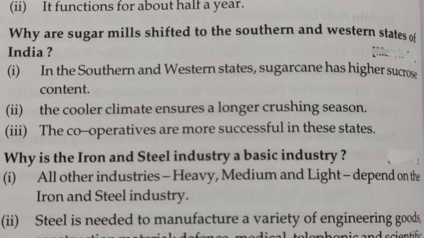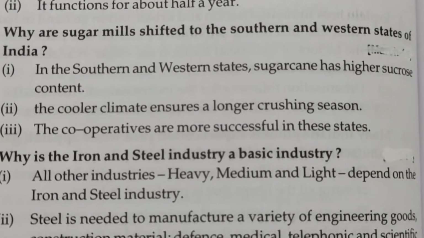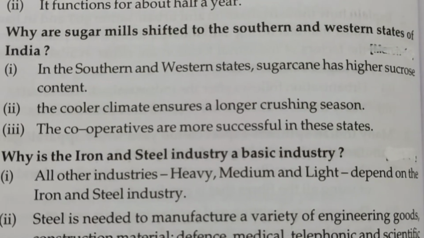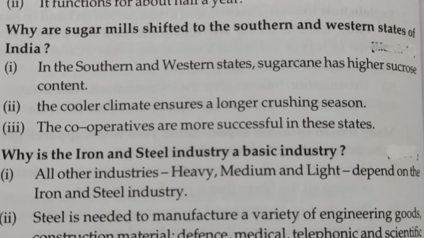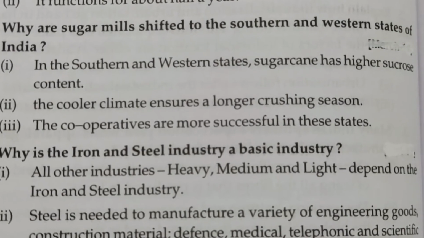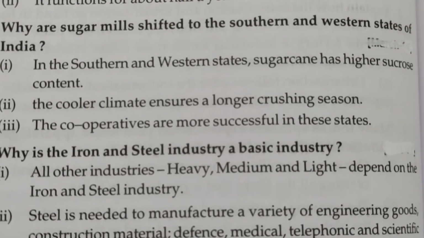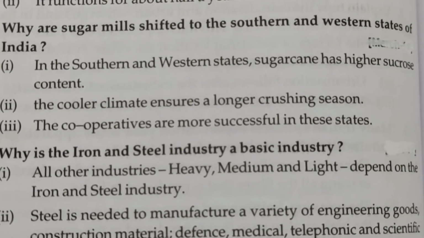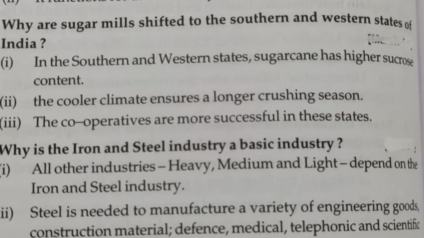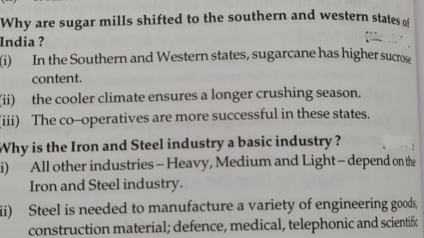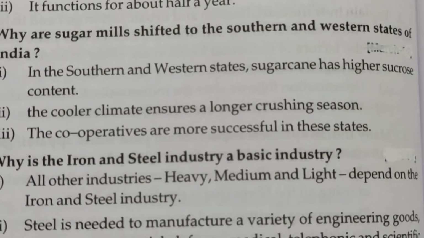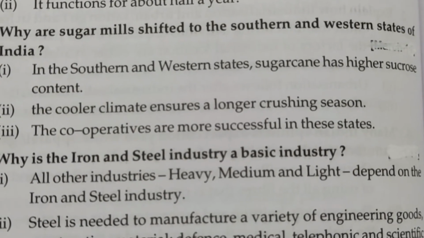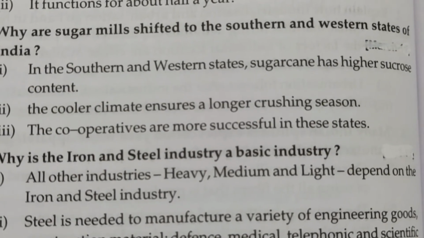Next question is, why are sugar mills shifted to southern and western states of India? First point, in the southern and western states, sugarcane has a higher sucrose content. Second, the cooler climate ensures a longer crushing season. Third, the cooperatives are more successful in these states.